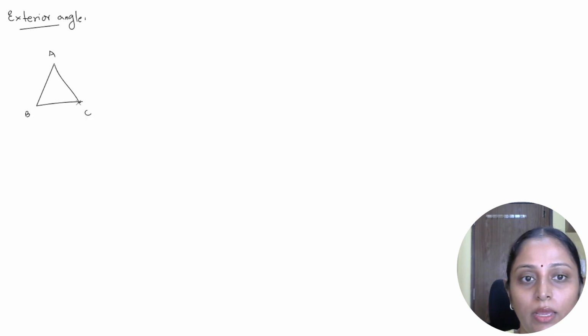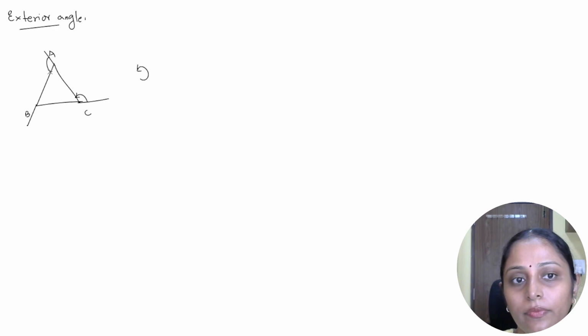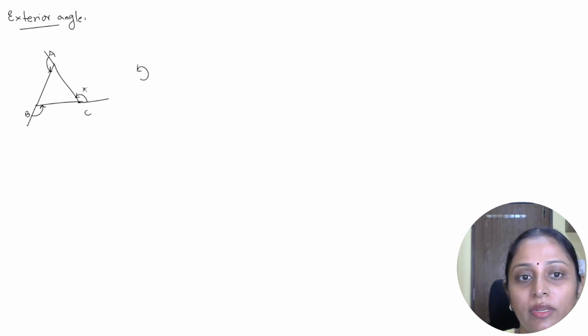If you were to extend the sides of the triangle in any direction, but you need to maintain the consistency. Here I am extending in the anti-clockwise direction. Now the angles made by this extended side with the adjacent side are nothing but the exterior angles. So if I name them 1, 2, 3, the exterior angle corresponding to vertex C is 1, corresponding to vertex A is 2, and corresponding to vertex B is 3.